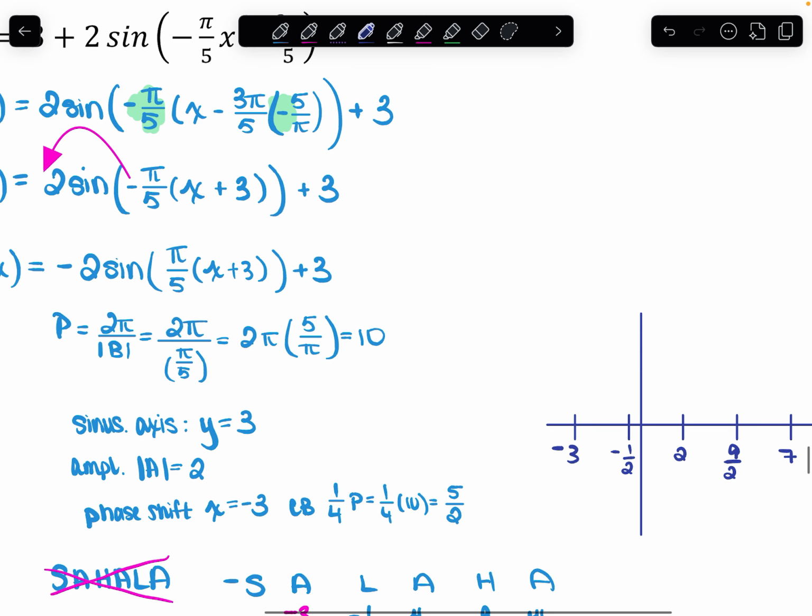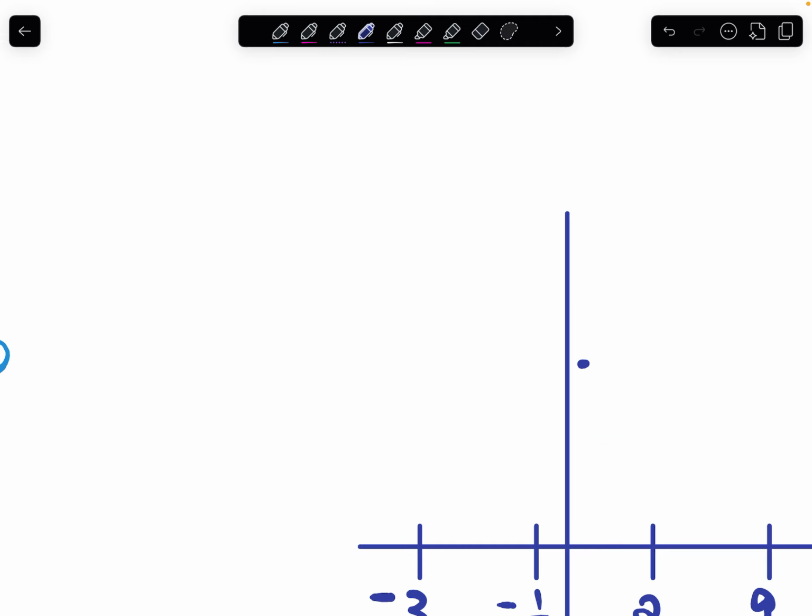All right, highs, lows, axis is at 3, and then up and down 2. I guess I could scooch this up a little bit since I don't need any negatives. All right, 3.